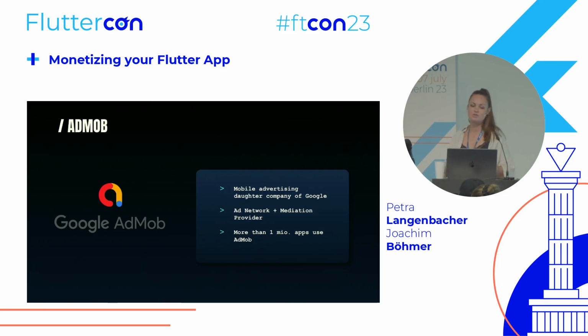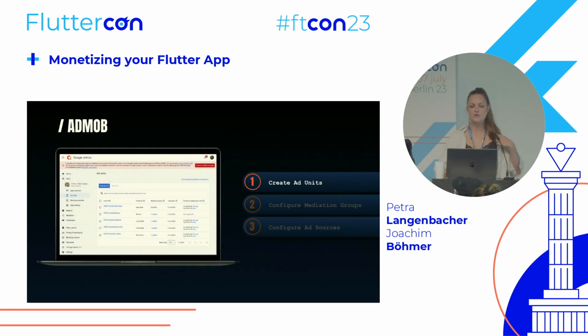We use Google AdMob as an example because we use that ourselves. Google AdMob is a mobile advertising company owned by Google, and it is both an ad network and a mediation provider. More than 1 million apps use AdMob, so it's really common. So how do you get started? After creating an AdMob account, you can create ad units for the different ad formats that you want to integrate into your app, for example banner, interstitials, rewarded videos, everything we heard before.